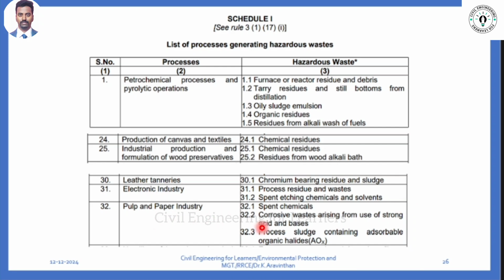Next thing is paper and pulp. These are the hazardous waste from those industries. I have given a small sample here, but if you visit the website, certain criteria are given for all the industries. What are the hazardous wastes developed in those industries?